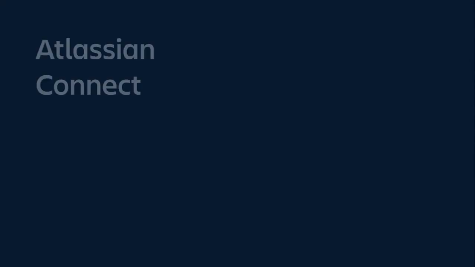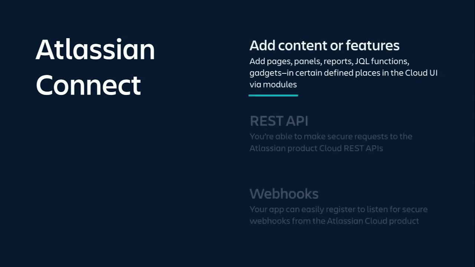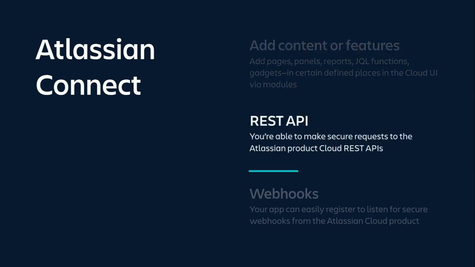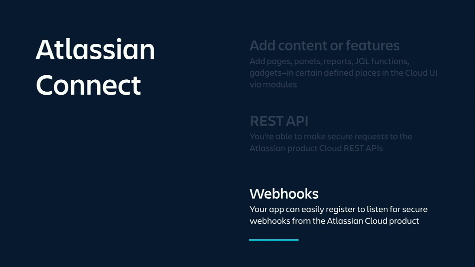So let's take a look at what Atlassian Connect can actually do. It can add content or features via pages or panels, a new report, JQL functions, and gadgets, and all of these things are done in certain defined places in the cloud UI via modules. Next, you're able to make secure requests to the Atlassian product cloud REST APIs. And finally, your app can easily register to listen to secure webhooks from the Atlassian cloud product.